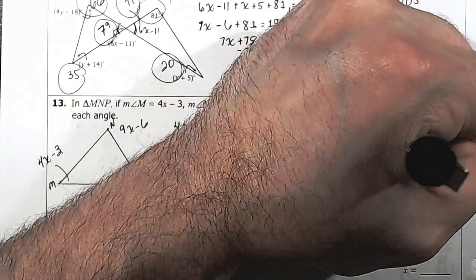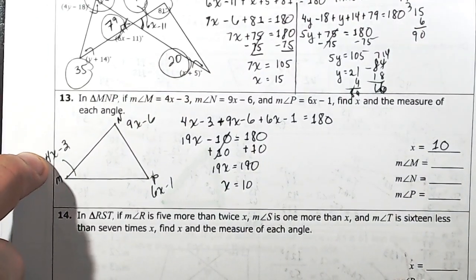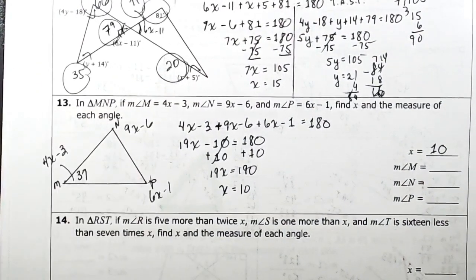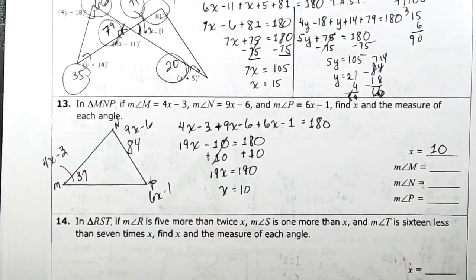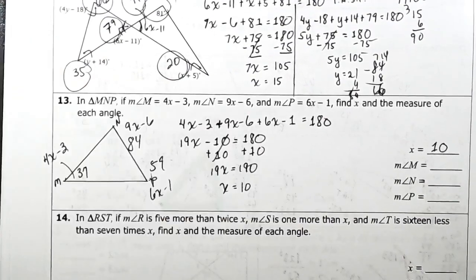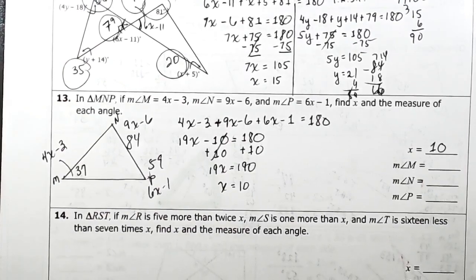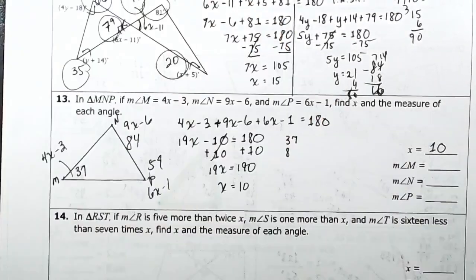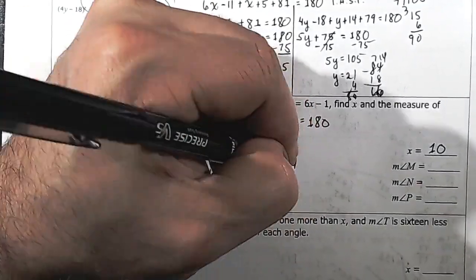So now that we know x equals 10, we can find all the other angles. So 4 times 10 is 40 minus 3 is 37. 9 times 10 is 90 minus 6 is 84. And 6 times 10 is 60 minus 1 is 59. And let's check it to make sure we did it right. Let's just add all these up, and let's make sure that they add up to 180. So 37, 84, and 59. They should add up to 180.